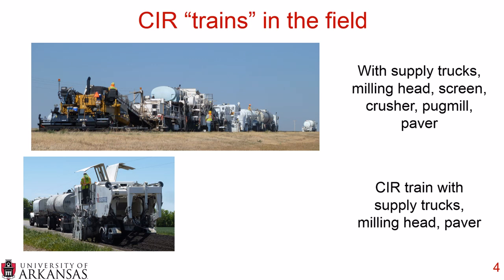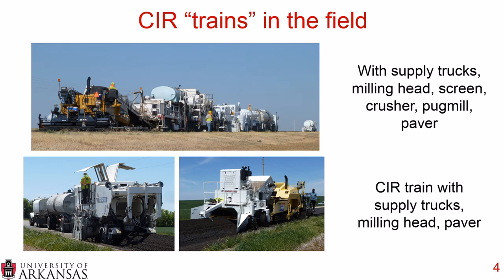And there are also shorter trains. Here's one that just has a supply truck and a milling head, and then behind this is a pickup machine and a paver. And there's really any sort of variation of equipment out in the field that's possible, and these are just two examples of what you may encounter. But all of these are milling up 3 to 6 inches of bound material and then placing it back down after mixing with either asphalt emulsion, asphalt foam, and other potential additives.